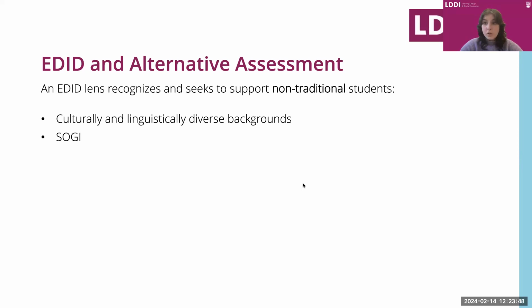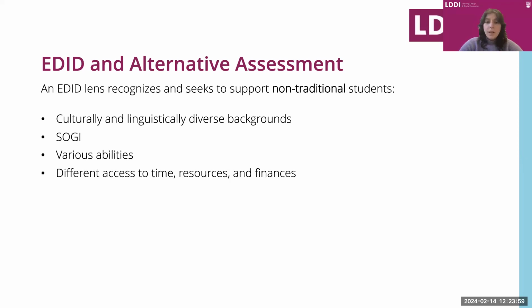It could also be queer students, so students who have diverse sexual orientations or gender identities. It could be students with varying abilities, students with disabilities, and then students also who have maybe really limited access to time, resources, and money. So if you think, for example, of an online master's student, they might be doing their master's degree online because they work full time. They might also be doing it online because they can't afford to live in Vancouver. Vancouver is a very expensive city to live in.